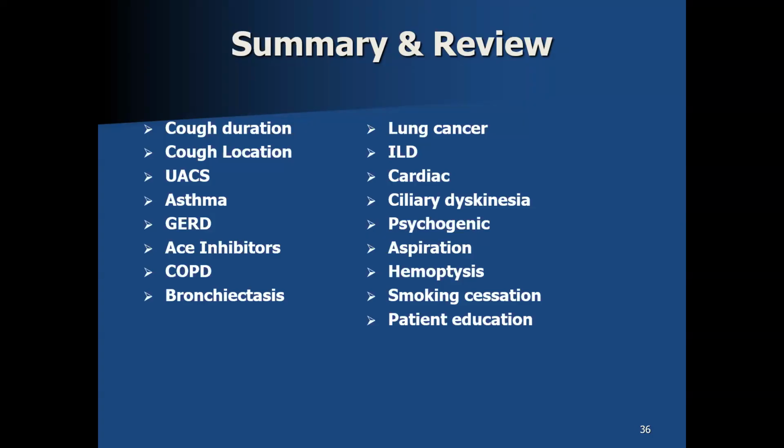Upper airway cough syndrome, formerly known as postnasal drip. Asthma, including cough variant asthma. GERD as both a direct and indirect cause. ACE inhibitor-induced cough. COPD, bronchiectasis, lung cancer, interstitial lung disease, cardiac cough, ciliary dyskinesia, psychogenic cough, aspiration, and hemoptysis, recognizing it as the coughing up of blood from the lower respiratory tract, an important sign that always requires further investigation. And finally, we wrapped up with smoking cessation.